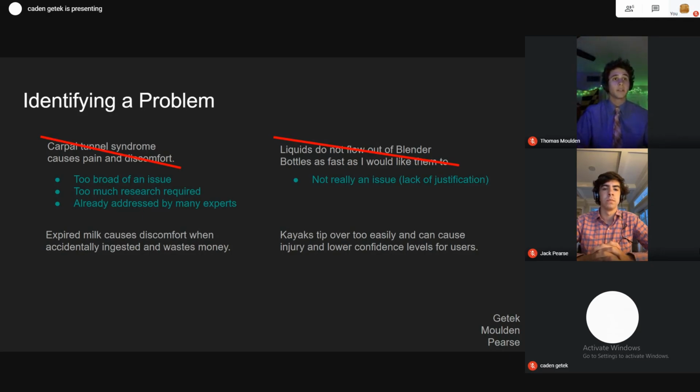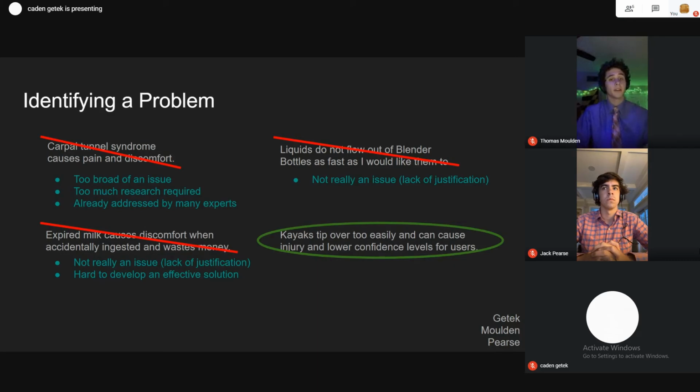Expired milk causes discomfort when accidentally ingested and wastes money. We X'd that too. We said it's not really an issue. There's once again a lack of justification, and it would be hard to develop an effective solution, is what we found. But kayaks tip over too easily and cause injury and lower confidence levels for users. We liked that problem because it can be justified easily. There are many easily developable solutions, and we all had some personal experience kayaking and being on the water.